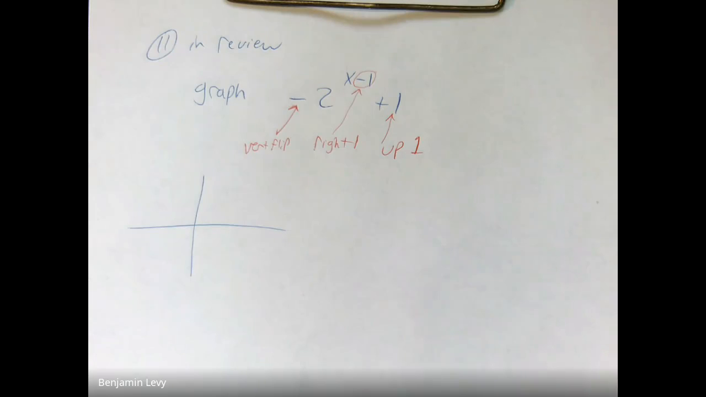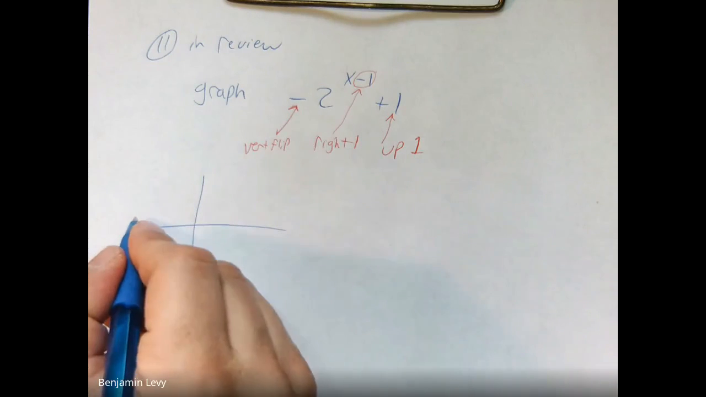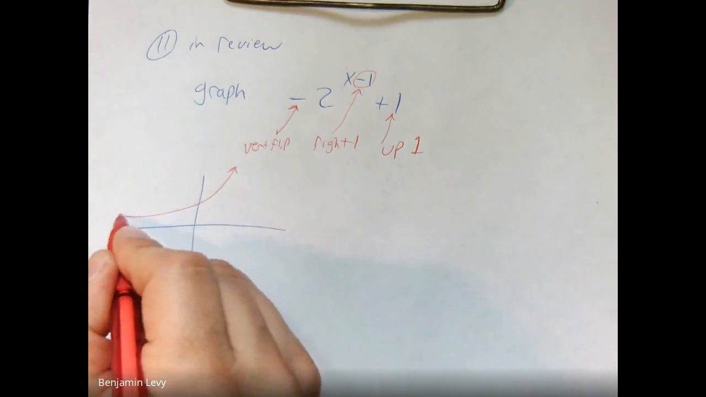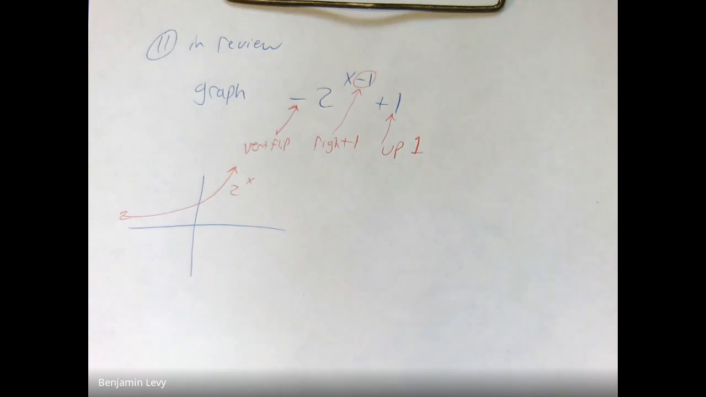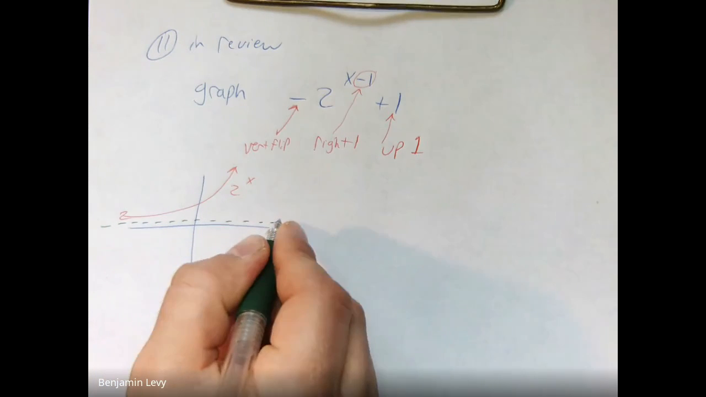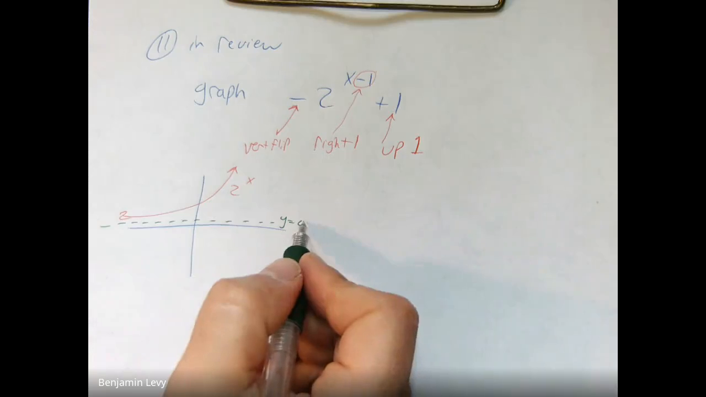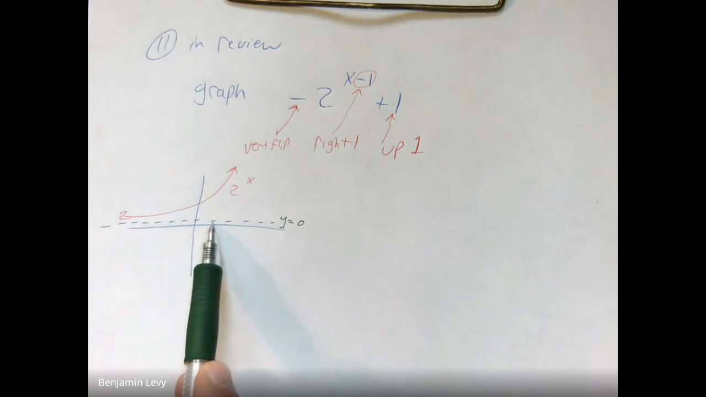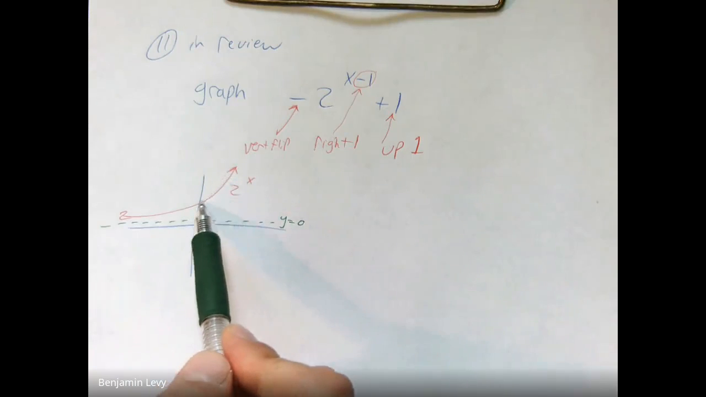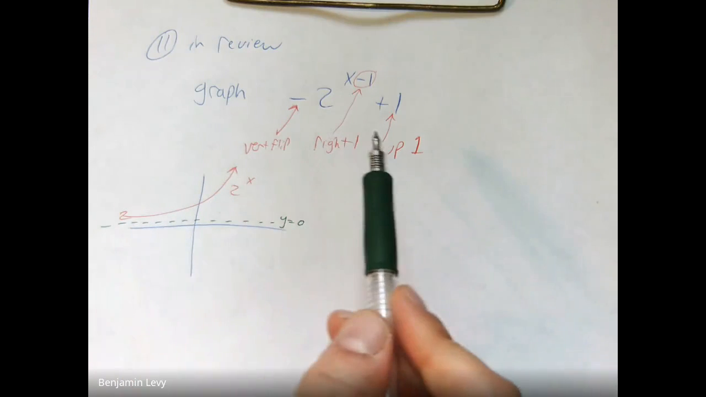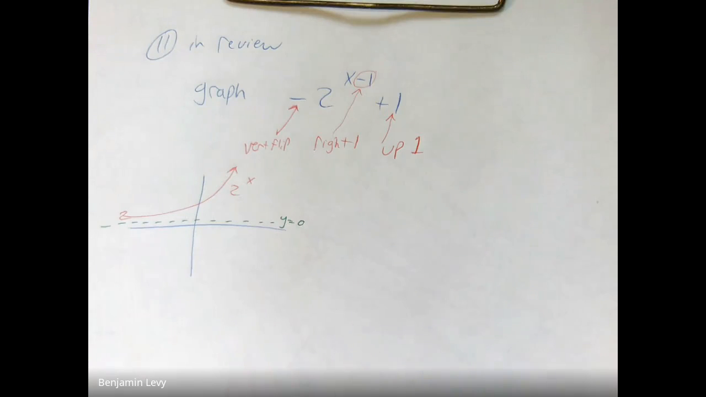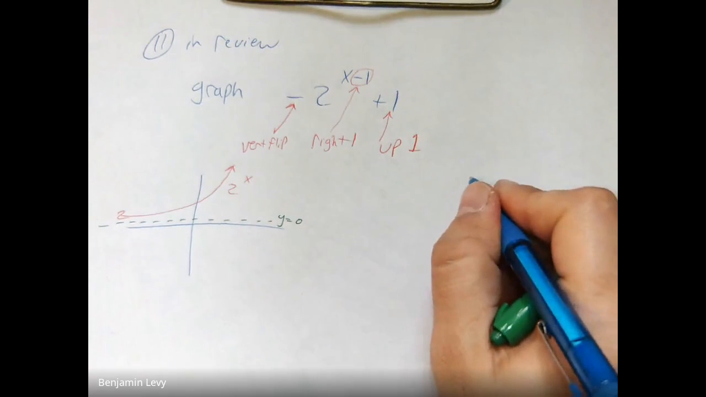Excuse me. And so 2 to the x usually looks like this, and it has a horizontal asymptote at y = 0. When you do these transformations, you just need to make sure that you're moving around the dotted line too. The dotted line is telling us that this function will never go below that dotted line. So, for example, when we move it up 1, the dotted line is going to go up 1 with it. That results in the following graph.